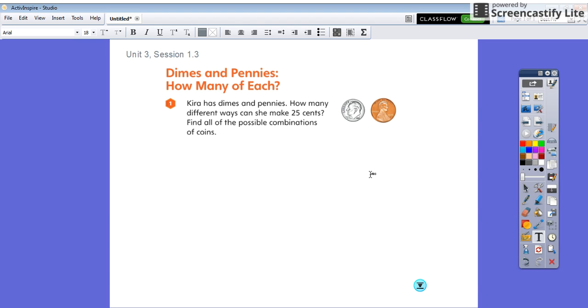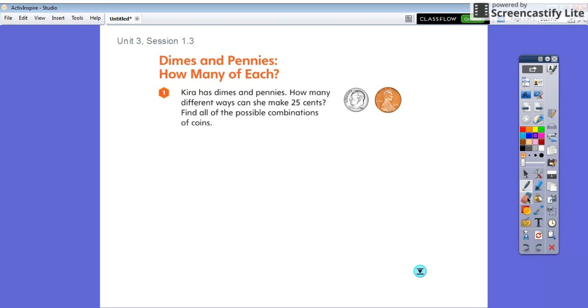I'm going to use only dimes and only pennies to figure out how many different ways Kira can make a total amount of money that's given to us in the problem. So the first thing I'm going to do is read the problem.